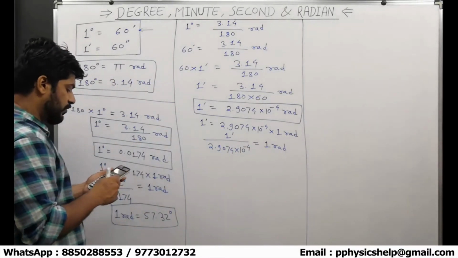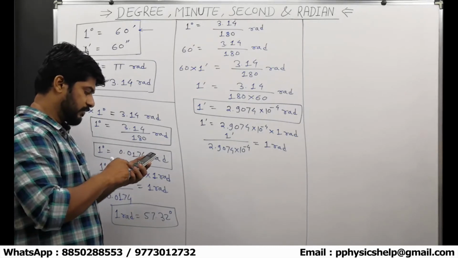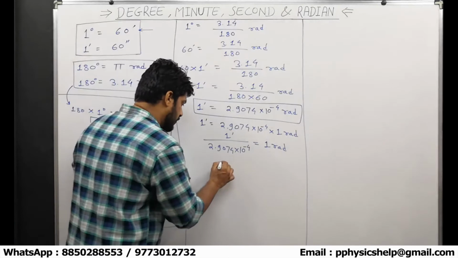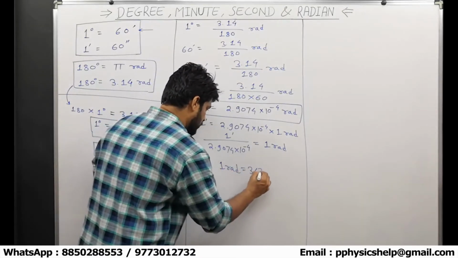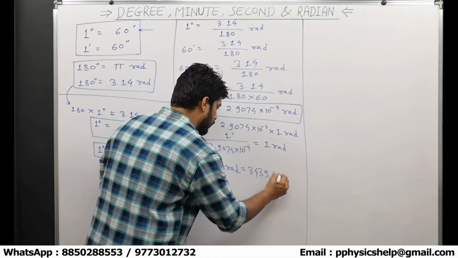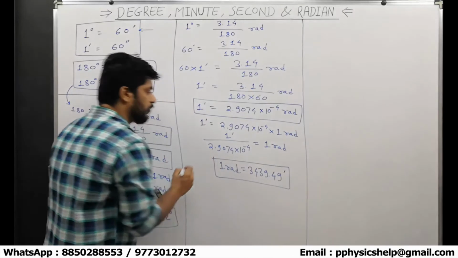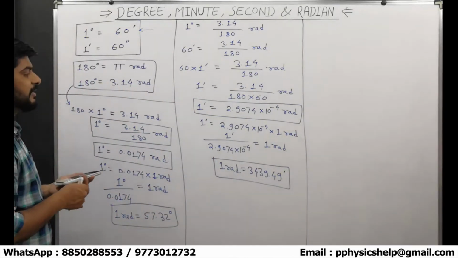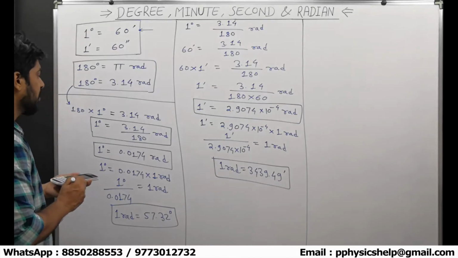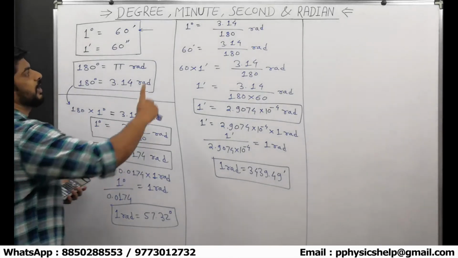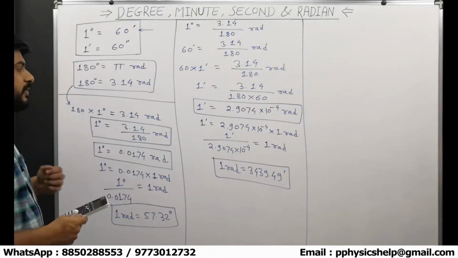So just divide 1 by this whole number and we get the answer: 1 radian is equal to 3439.49 minutes. Okay, so we have got this answer. In this way we have been able to convert from degree to radians and from minute to radian, and vice versa also.